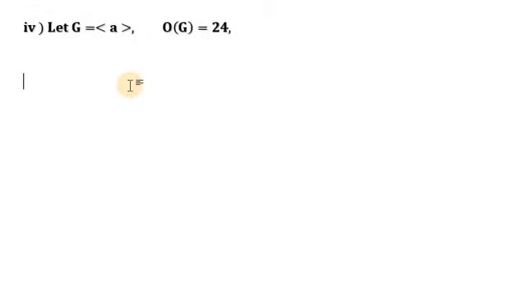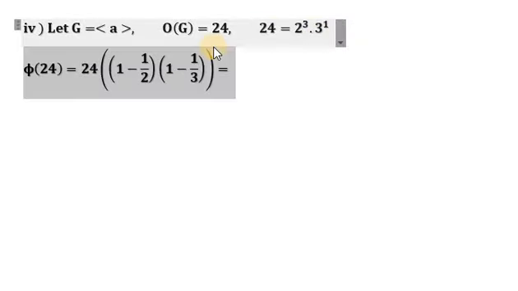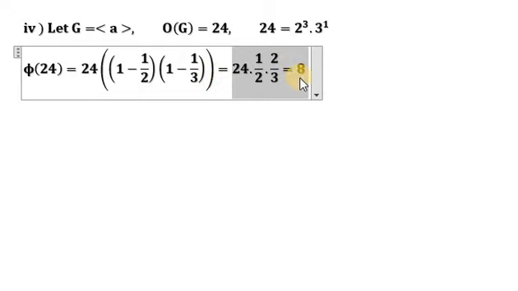Next problem, we have to find the generators of the group of order 24. Let us consider the group G is generated by a and the order of G is given, that is equal to 24. The prime factors of 24 are 2 to the power of 3 into 3, which means 2 and 3 are the only 2 prime factors for 24. By the definition, phi of 24 is equal to 24 into 1 minus 1/2 into 1 minus 1 by 3. Now simplifying this, we get 8 generators.